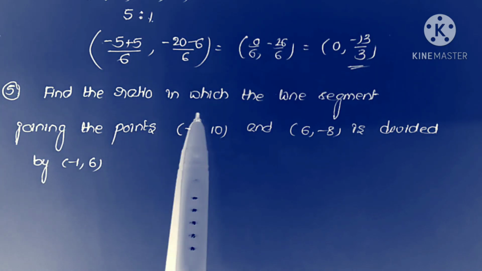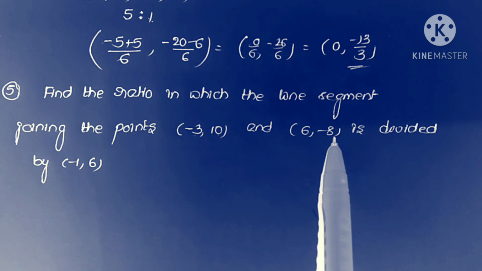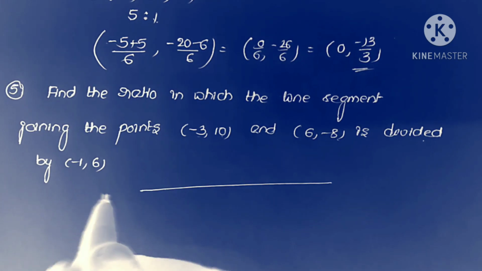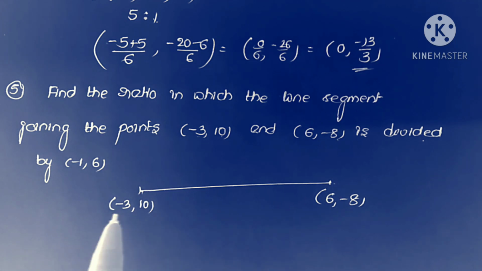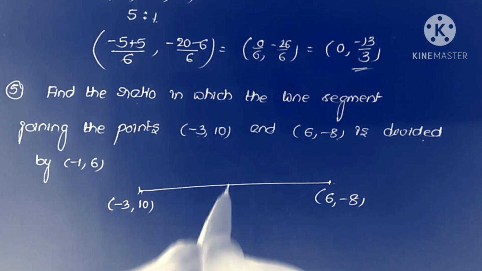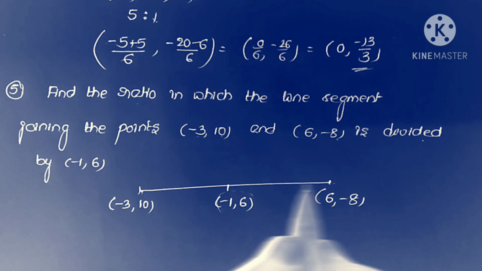Next problem: find the ratio in which the line segment joining the points minus 3 comma 10 and 6 comma minus 8 is divided by minus 1 comma 6. So one line is given. This is the line joining the points minus 3 comma 10 and 6 comma minus 8. Find the ratio in which the line segment is divided by the point minus 1 comma 6, the ratio in which this point divides the line segment.